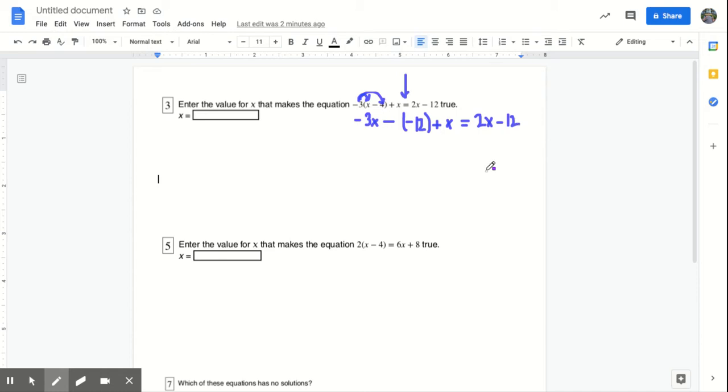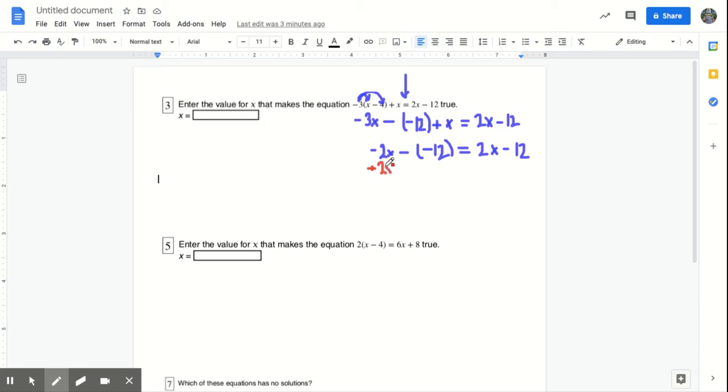From here I could still simplify the left-hand side because there's an x and a negative 3x, so those can be put together to make negative 2x. Then I have minus negative 12 equals 2x minus 12. From there, you want to get all the x's to one side. It doesn't matter which side you put them on. It just matters that you get them to one side. Let's add 2x's to both sides.